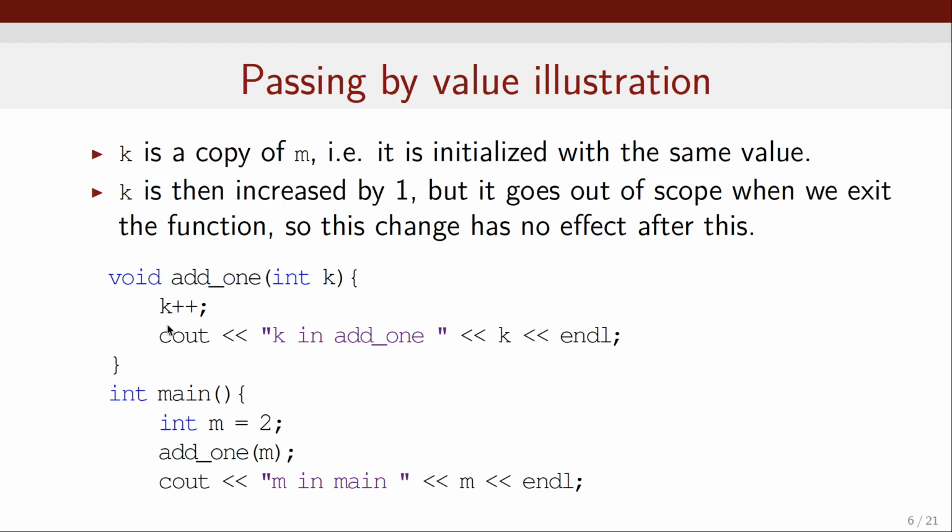k is then increased by 1 inside the function, but then it goes out of scope when we exit the function. So the variable k is not readable outside the function. So we say that it goes out of scope. This change of the value of k doesn't have any effect after we call this function.